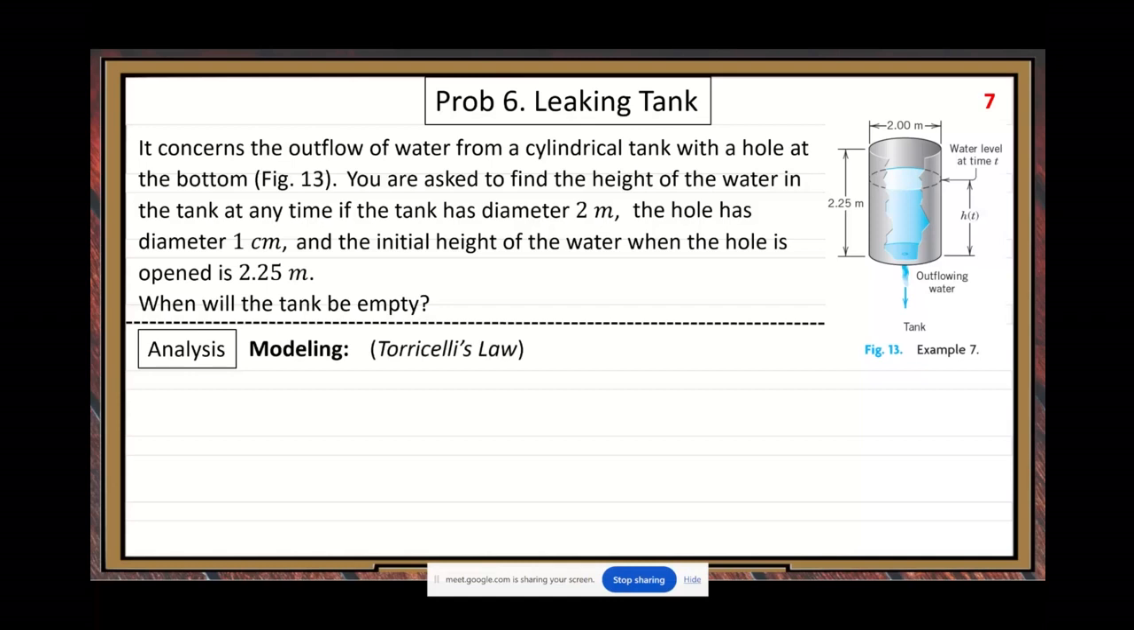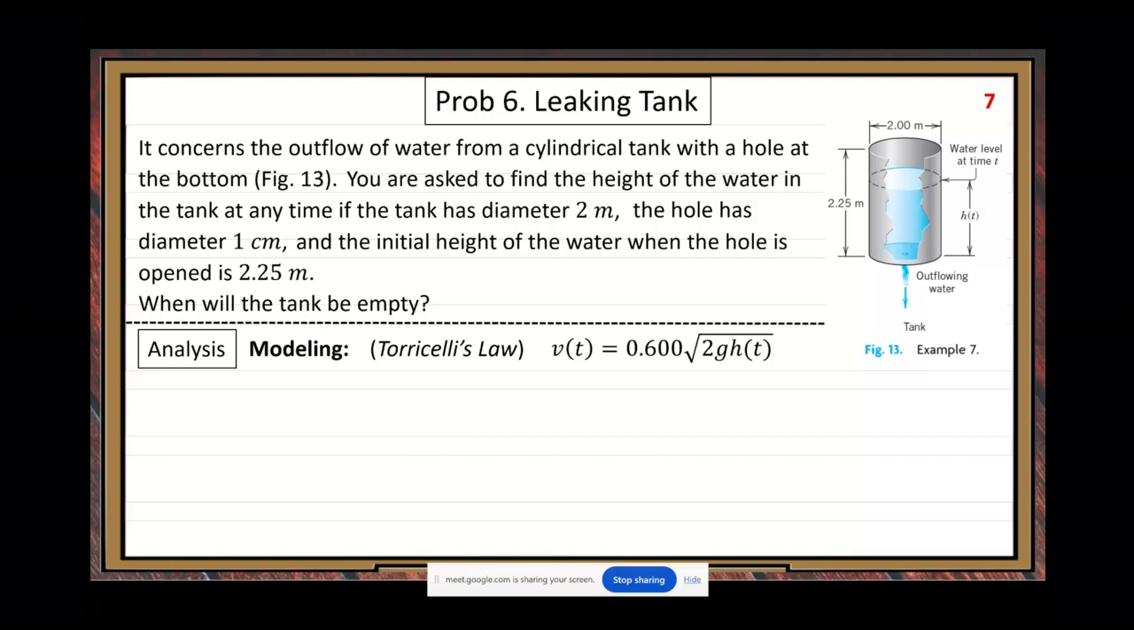Torricelli's law, okay? Some special law. So what's that? The formula is given here: little v, velocity, v of t, velocity at time t, because the water flows out with some velocity, right? How many meters per second? If the velocity is large, then it leaks faster, right?